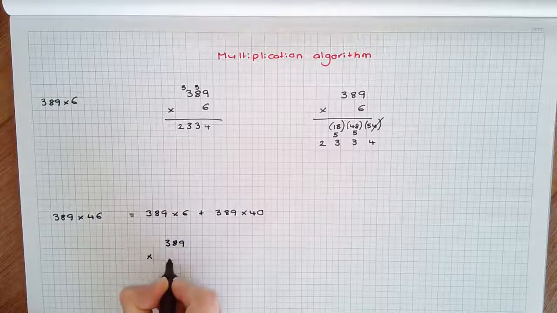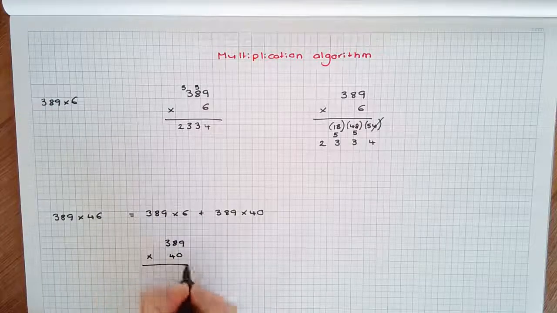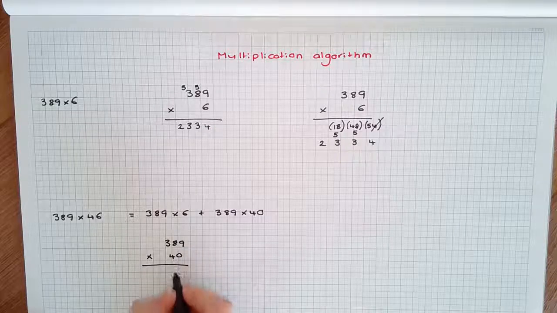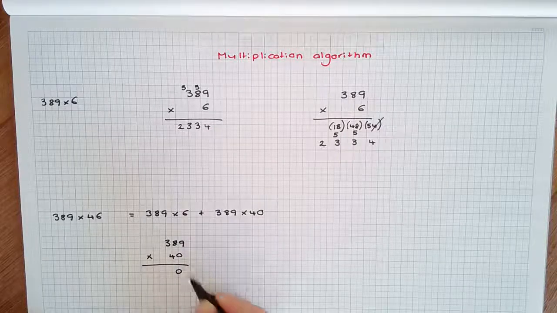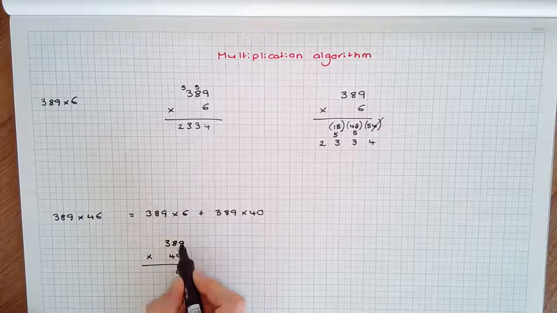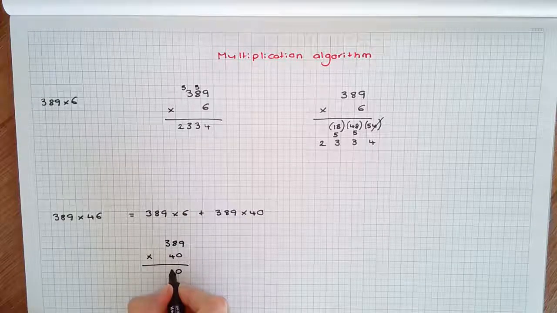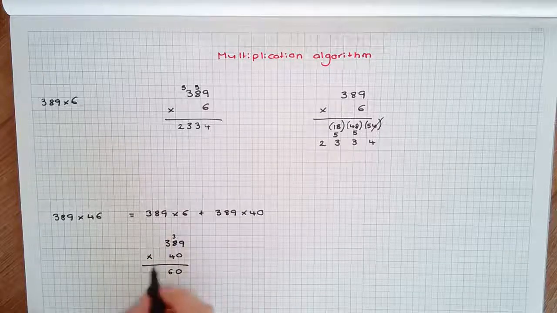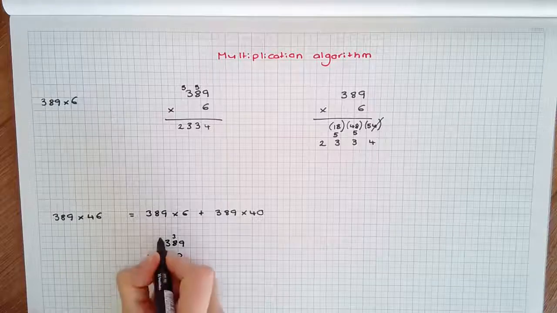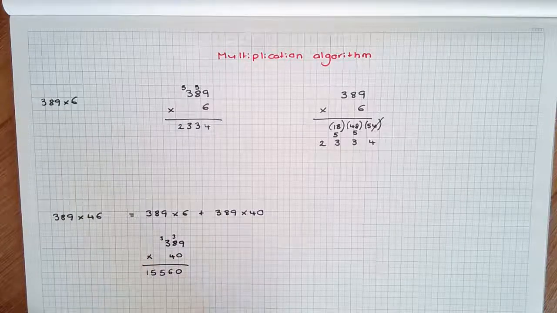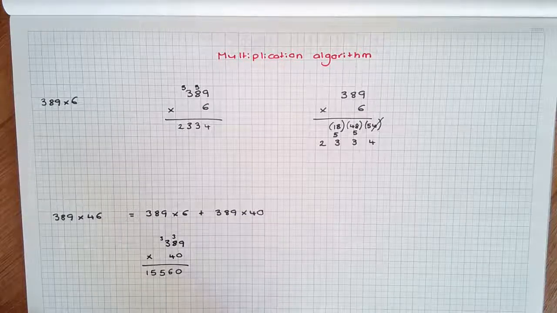389 times 40. Now we're multiplying by 40 each time, but rather than doing that, I'm going to put a 0 and just multiply by 4 because that would be the extra 10. So 4 times 9 is 36. Carry the 3. 8 times 4 is 32, and I've already got 3 there, 35. 3 times 4 is 12, plus 3 is 15, giving 15,560.